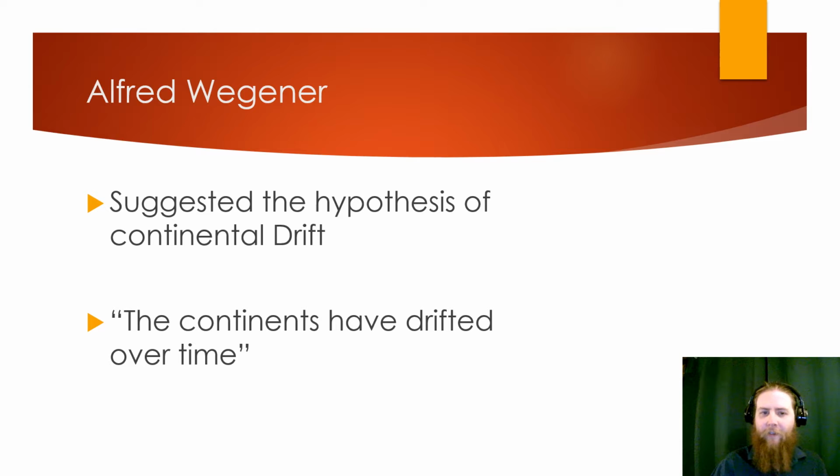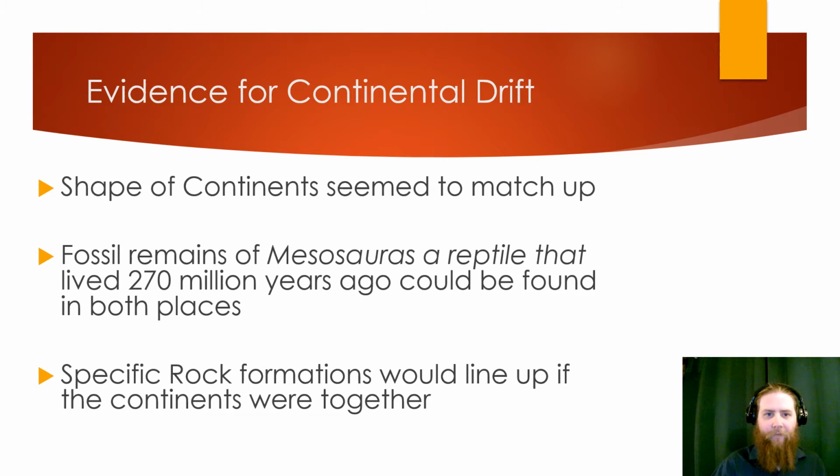Alfred Wegener suggested the hypothesis of continental drift, that the continents are drifting apart from each other. His quote is, "The continents have drifted over time," meaning they have moved from their original position to something different. Some evidence for this: many of the continents' shapes, as we got better and better maps, seem to match up. Furthermore, a fossil of a reptile called Mesosaurus that lived 270 million years ago could be found in both South America and Africa. So it made sense that this small reptile, found in both areas, at one point in time was living on a continent that was together. They also looked at the strata of rock, and saw that specific rock formations would line up if those continents were together.